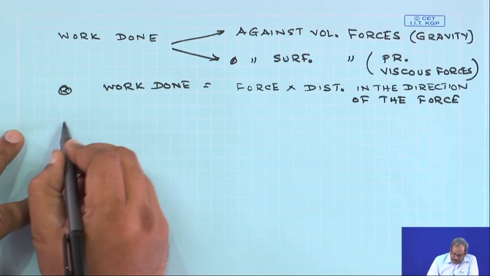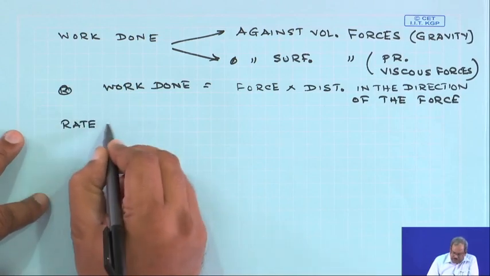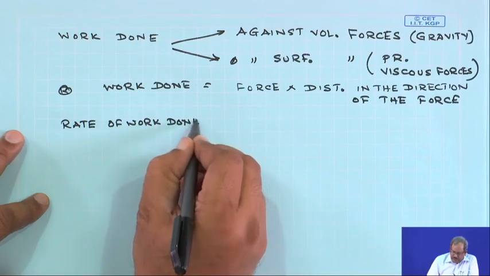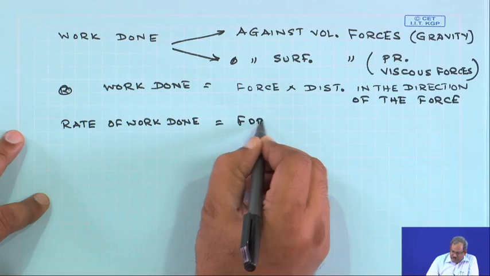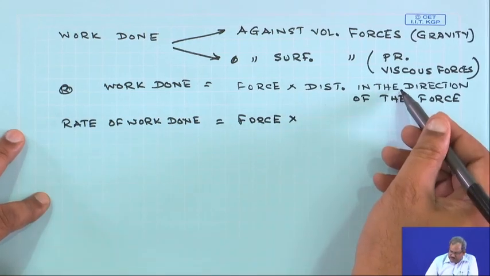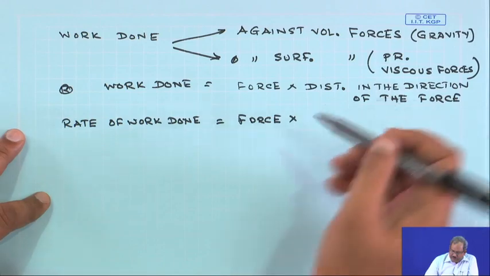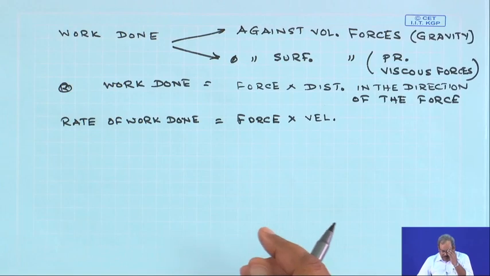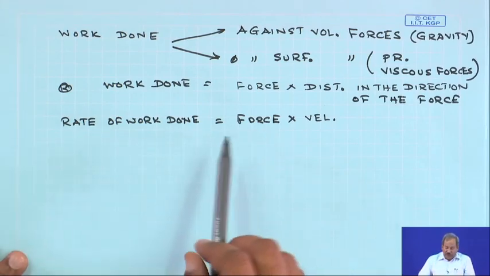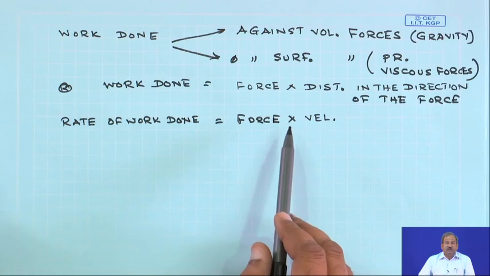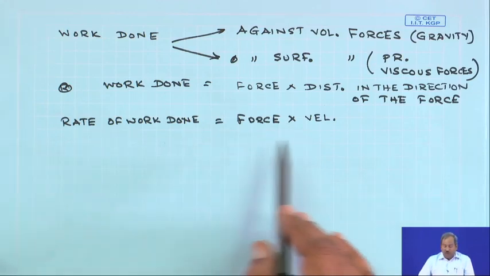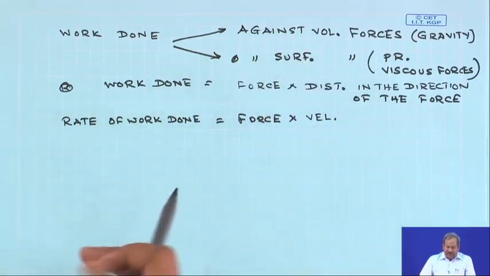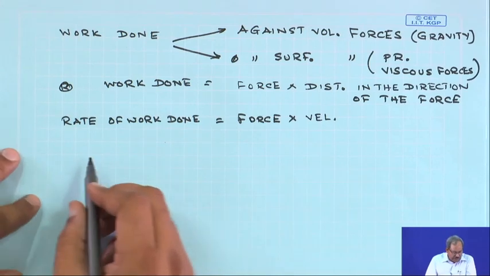So, what would be the rate of work done, that is the time rate of work done? It would be force times distance by time. So, distance by time obviously would give you the velocity. So, this is what you are going to get for the rate of work done. The time rate of work done would simply be expressed as force times velocity. So, let us quickly write the expression for the force against gravity forces.